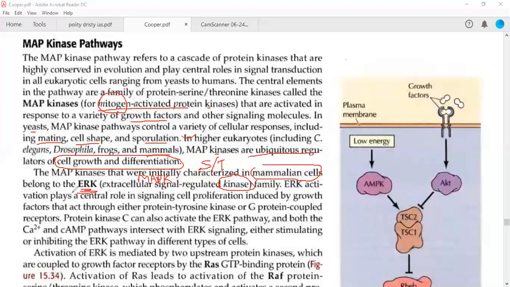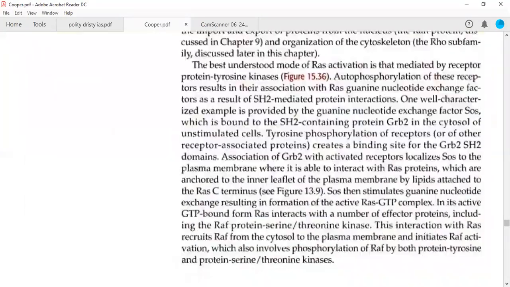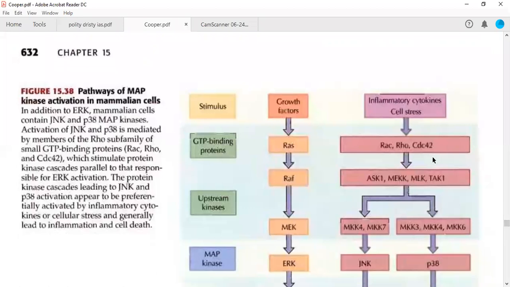So this ERK activation plays a central role in signaling the cell proliferation, because they are controlling the cell growth and differentiation. So whenever the cell wants to proliferate or survive, this particular MAP kinase signaling is happening. Not only cell survival or proliferation, actually these are also responsible for cell death. So we will come to that particular portion. If you want to see, it is given here.